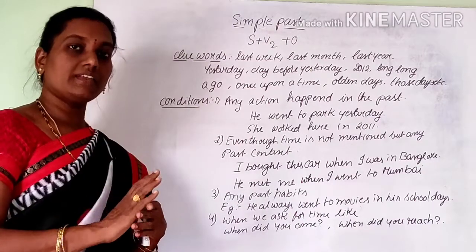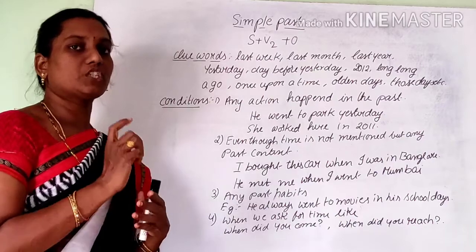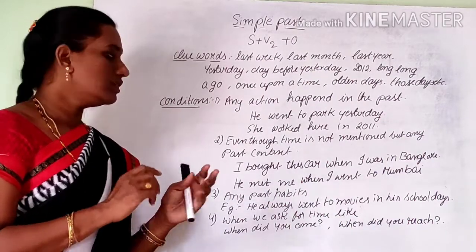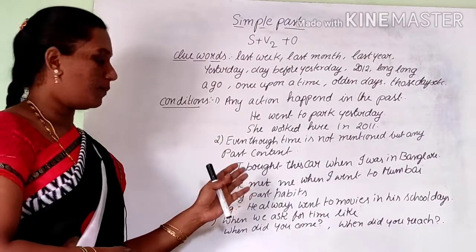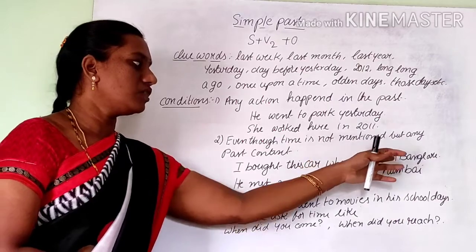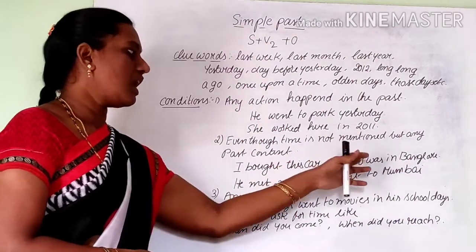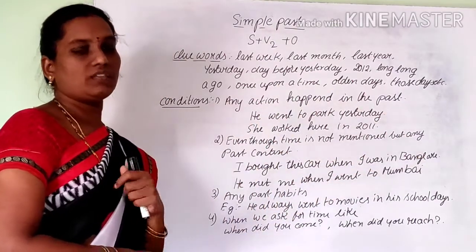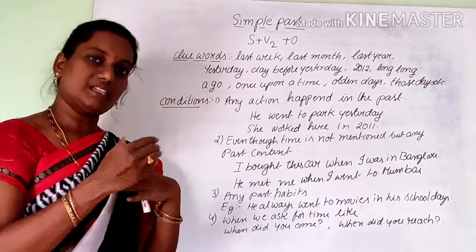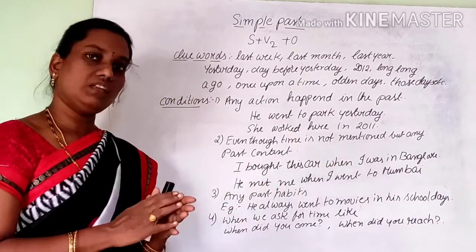But we will understand that the action happened in the past by the context. Context means the event, situation. Okay. So we will see examples now. I bought this car when I was in Bangalore. So what is the context here? I was in Bangalore is the context. So already I was in Bangalore. That sentence itself is saying that it's a past action. That is also in simple past.